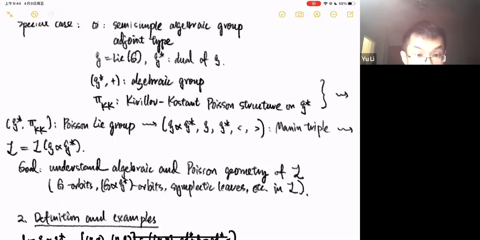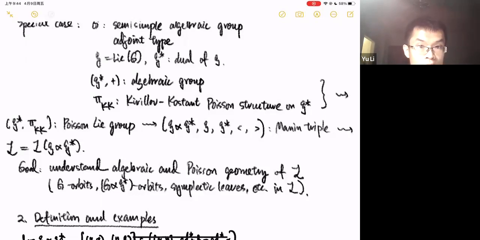Oh, sorry, there's a question. Is L in fact a Poisson variety? No, L is very large. Somehow you can think of it as a union of Poisson homogeneous spaces for U. Okay.